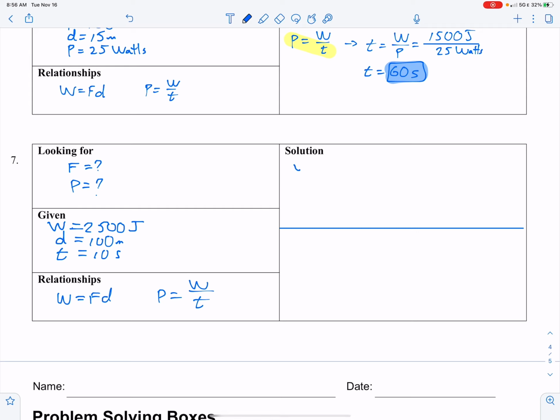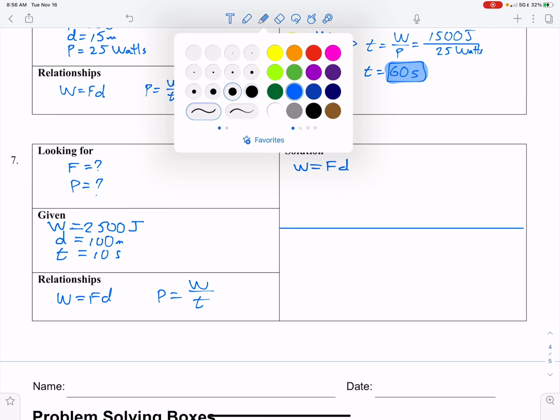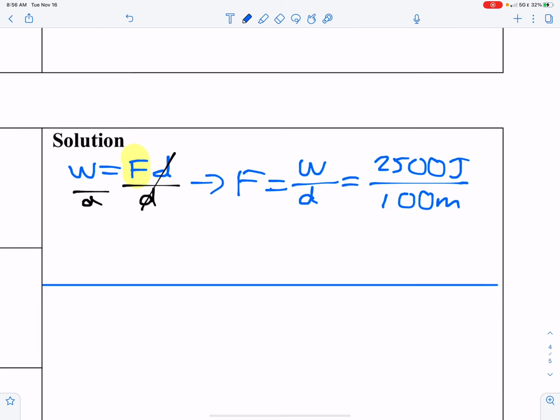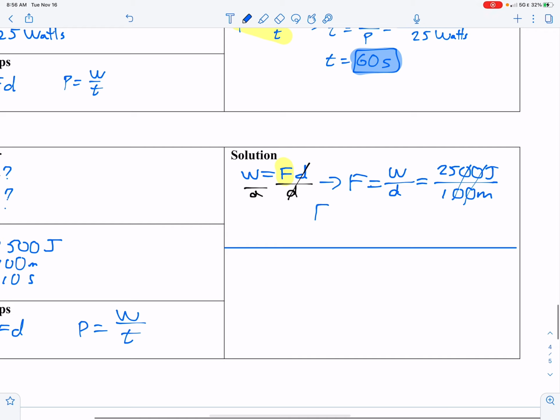For the first part, work is equal to force times distance. How do we solve for force? You divide by distance. So let's divide by distance and rewrite. Force is equal to work divided by distance. Work was the 2,500 joules divided by 100 meters. This is pretty easy because you can see a couple factors of 10 are going to cancel. We don't need a calculator for this one. We're looking at 25 newtons of force.